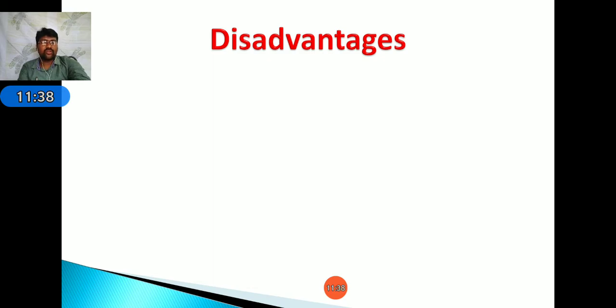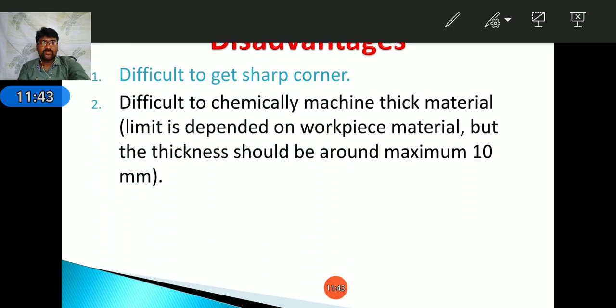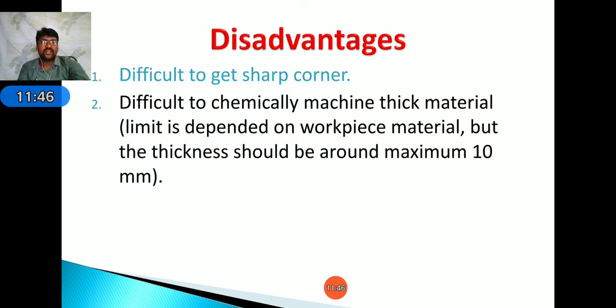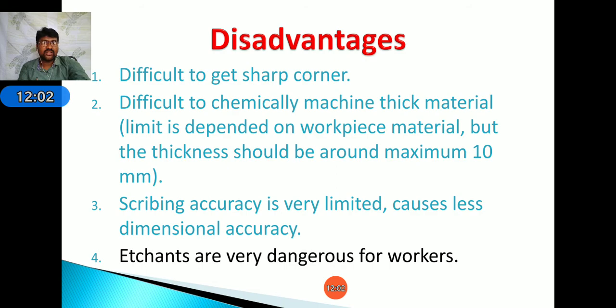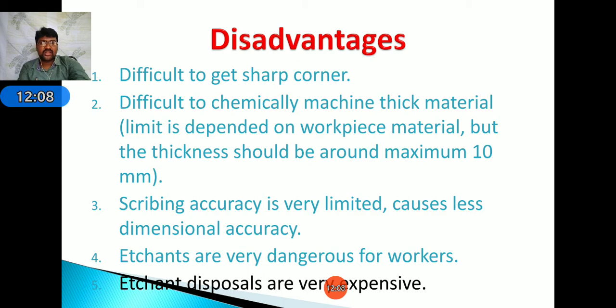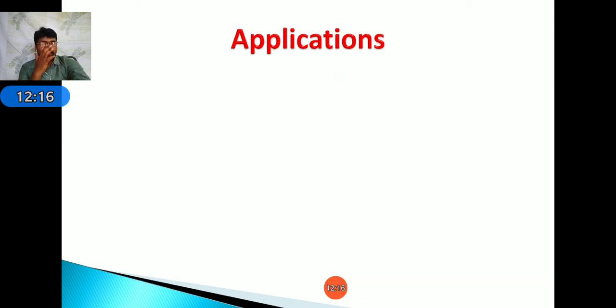Next, coming to disadvantages: it is difficult to get sharp corners by using this process. Difficult to chemically machine thick materials; that limit should not depend on the work materials, but the thickness should be around a maximum of 10 mm. Scribing accuracy is very limited, causing less dimensional accuracy. Etchants are very dangerous for workers. Etchant disposal is very expensive. These are the disadvantages of this chemical machining process.